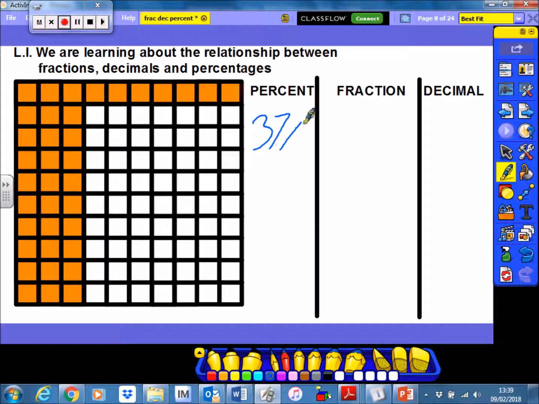Now, there are some percentages that when they're written as fractions can't be simplified. So if I take 37% here, as a fraction, that would just stay 37 hundredths, because there is no times table that has 37 and 100 in it, and so it can't be simplified. Similarly, written as a decimal, it would just be 0.37. So we should now see how we can change percentages into fractions and decimals.